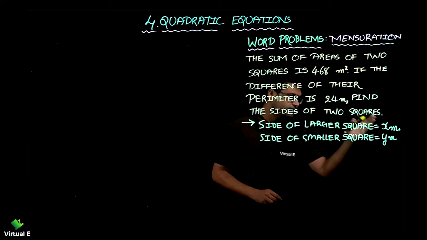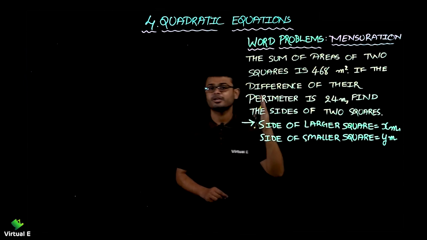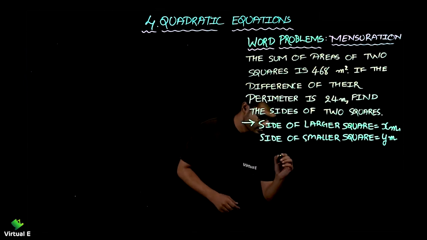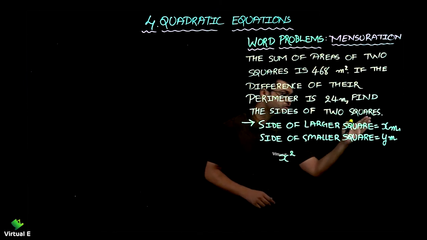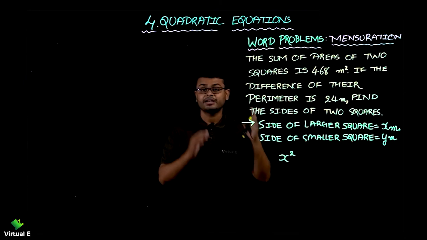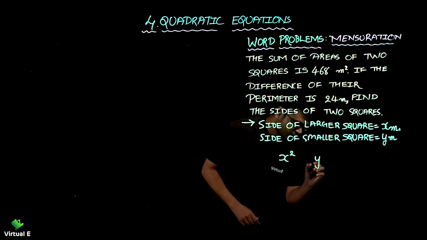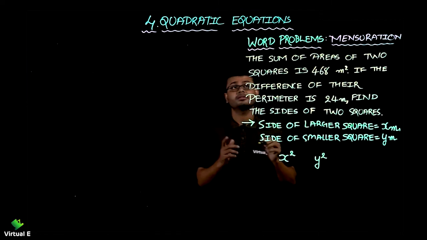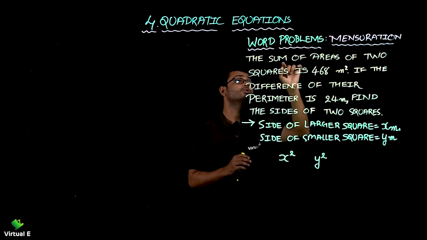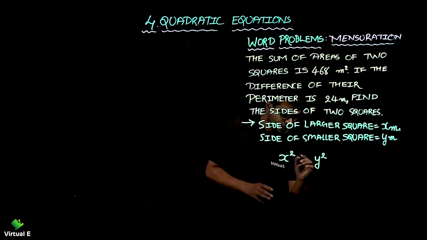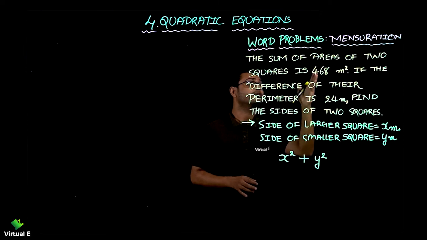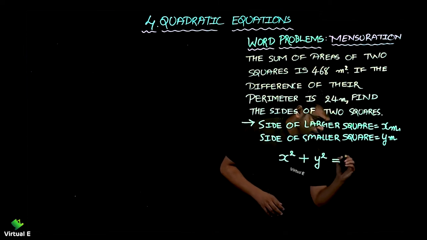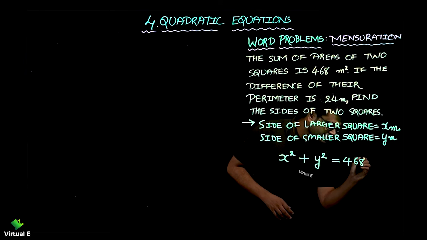Area of the first square will be x into x, that will be x square. Area of the second square, which is y into y, will give you y square. Now what we need to do? We need to do the sum, which is addition. And what shall I get as the answer? 468. So x square plus y square is equal to 468.